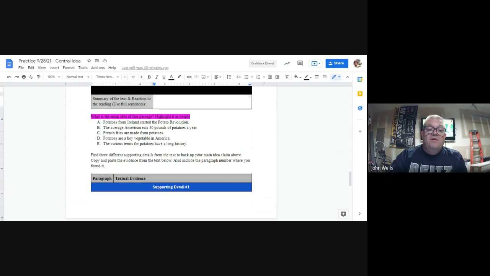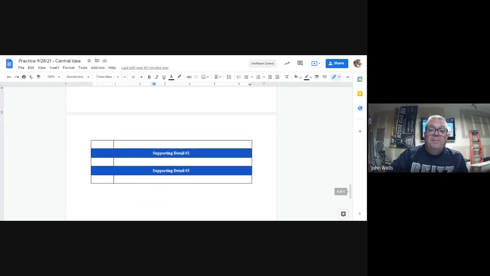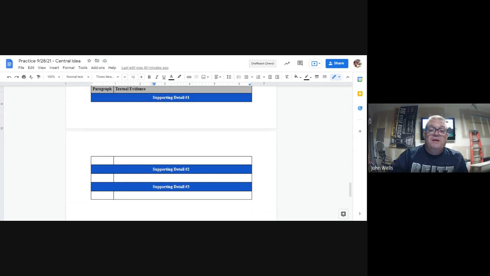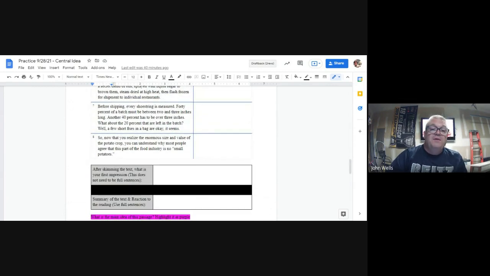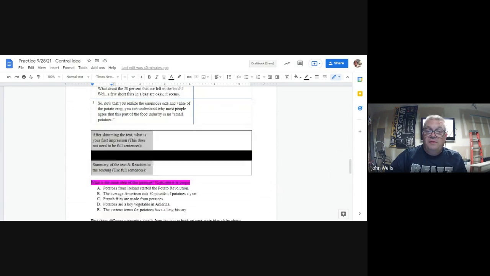The next thing, what is the main idea of this passage? Highlighted in purple, same color that we were using above, right? We're going to highlight that in the purple, and then we want you to copy and paste 3 supporting details from the text down here in this chart. So when you go through here, what is the first supporting detail, the second supporting detail, and the third supporting detail? As you put those in, also label it with what paragraph number you got it from, and those paragraphs are right here on the left side.